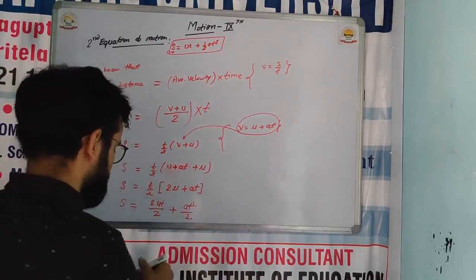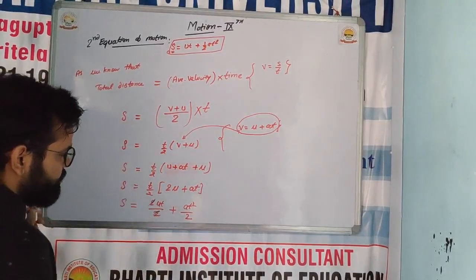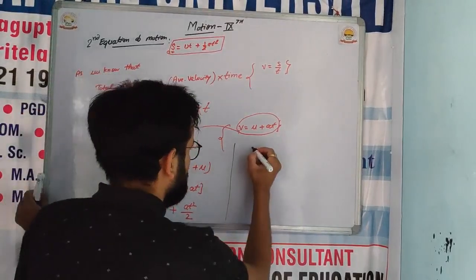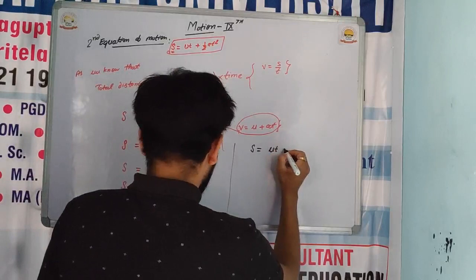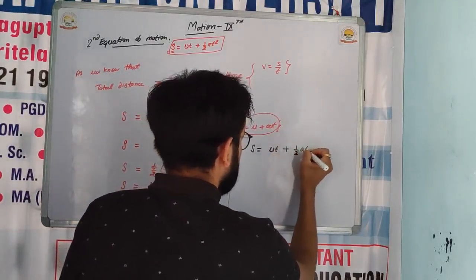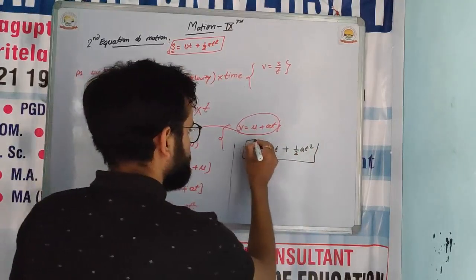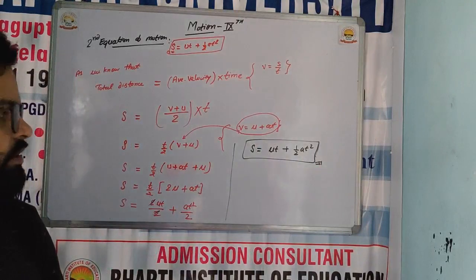Clear? Now this 2 cancels with this, and hence we get s equal to ut plus half at square. This is the second equation of motion.